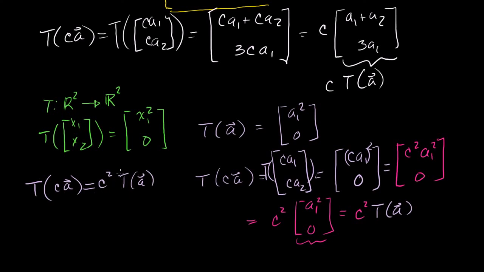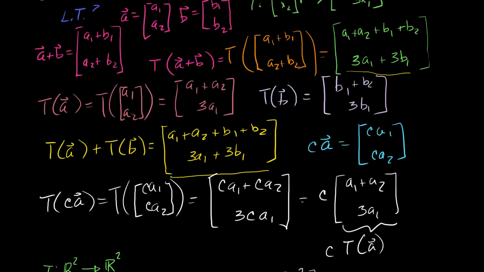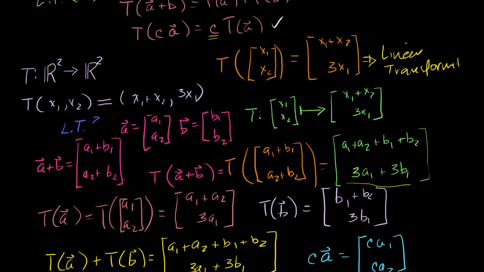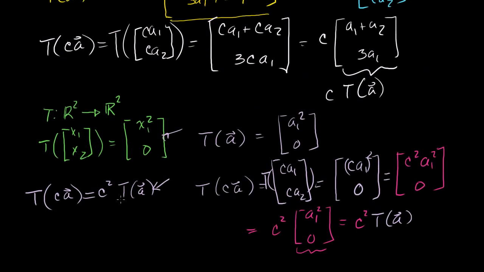And clearly, this statement right here for this choice of transformation conflicts with this requirement for a linear transformation. If I have a c here, I should see a c here. But in our case, I have a c here and I have a c squared here. So clearly, this negates that statement. So this is not a linear transformation.